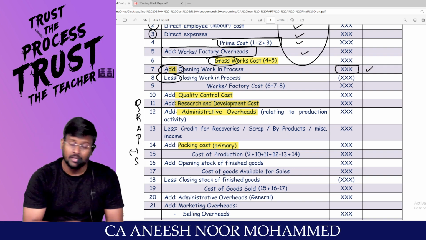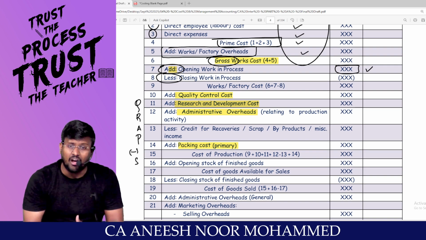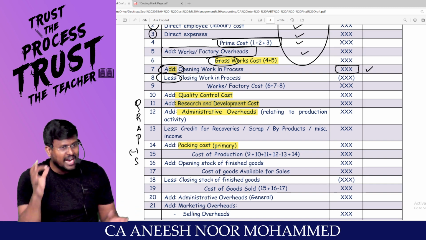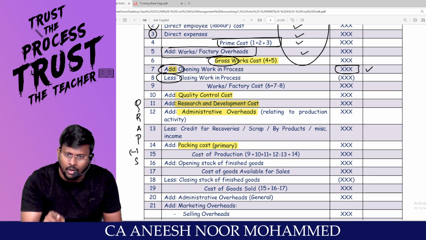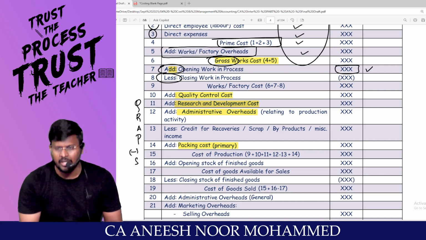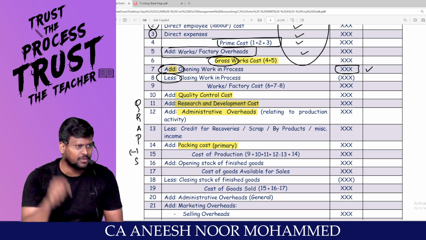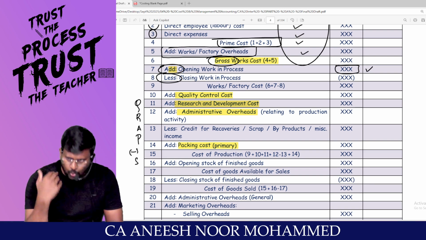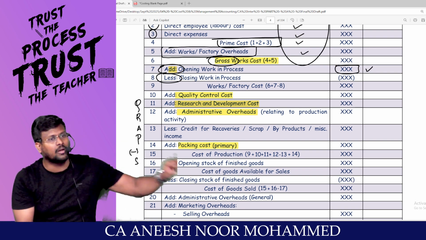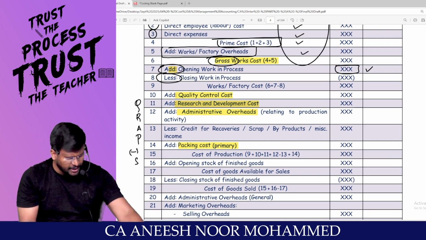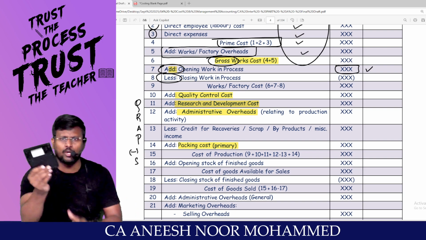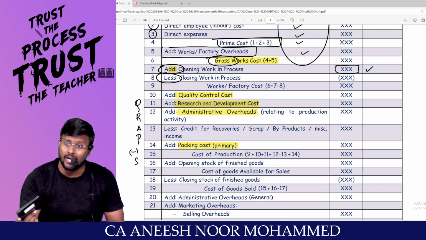Right, sir? Sometimes in order to manufacture the car, they would have incurred research and development costs. They will be incurring administration overhead related to production. Because the factory is there, inside the factory a lot of workers will be there. Someone should see the attendance of the workers. Sir, we have to take care of the administration overhead related to production. And sometimes if you buy a calculator, even a calculator, they will put it in a box and then only they will give it. That is called as primary packing.